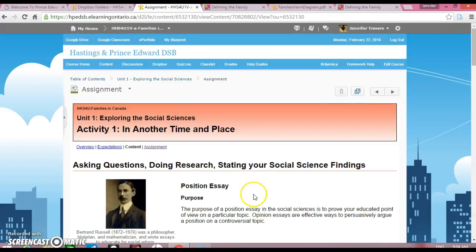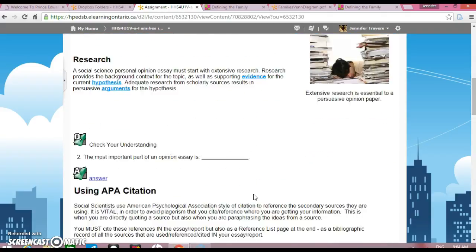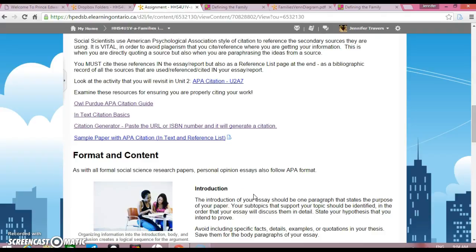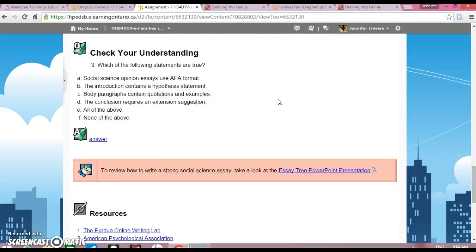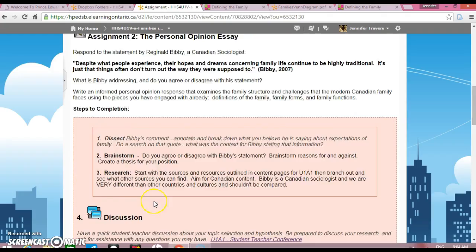And here's information about how to write a position essay, right? It has different stages, whatever it may be, okay? So you can click on there's not necessarily activities, it's just information. So now, having read all that information, let's go back to our assignments, okay?